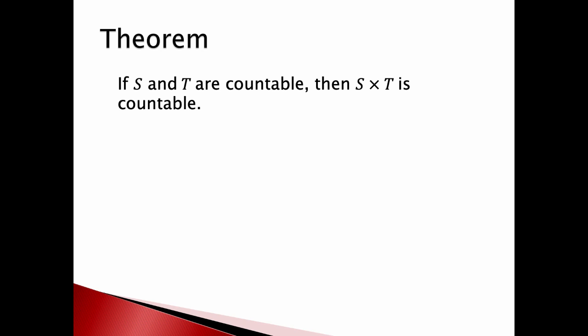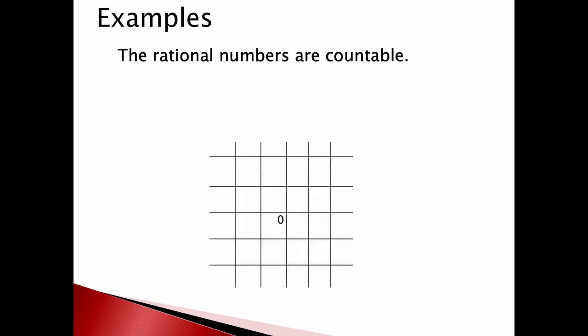So the theorem in general is if you have two countable sets, say S and T, then when you take S cross T, that will also be countable. Right? Okay. What about the rational numbers?